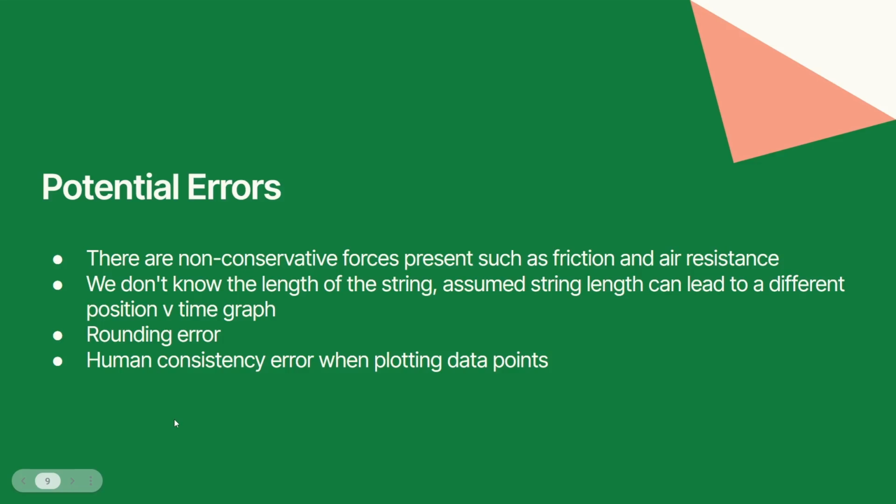Some potential errors include that there are non-conservative forces present, such as friction and air resistance in the real model, that cause the model to not follow the energy principle, and we don't know the length of the string, and to add the height and the weight of the system. Assuming the string length can lead to a different position versus time graph, so there's rounding error and also human consistency error when plotting data points.